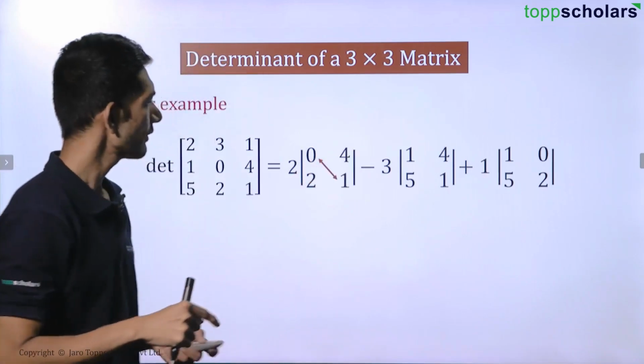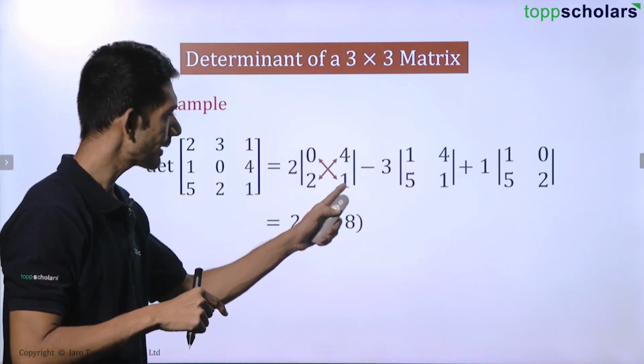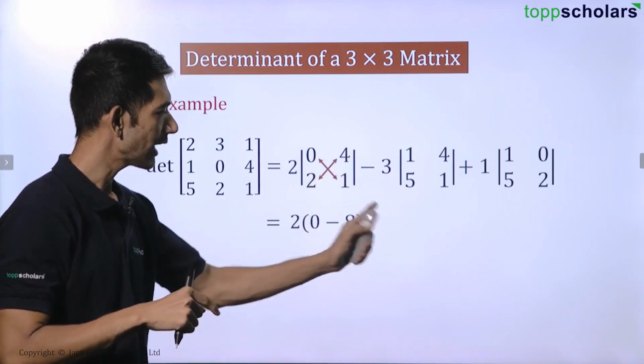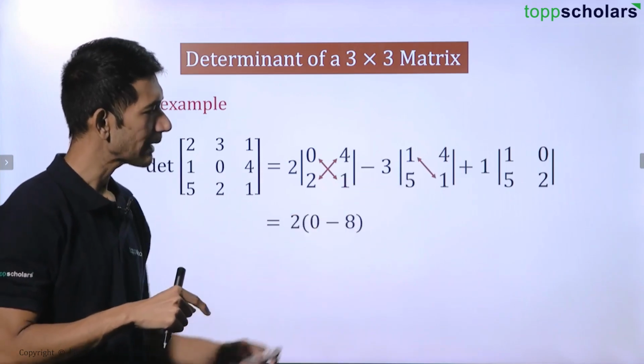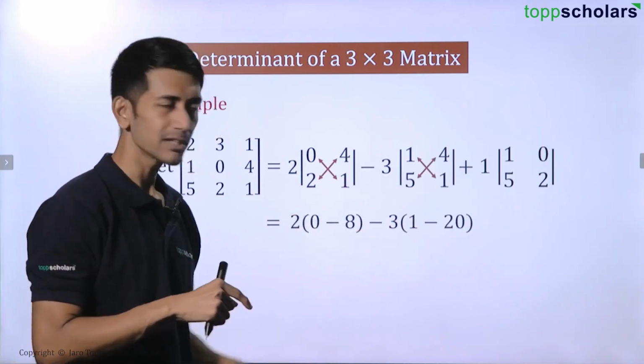So here we'll have 0 multiplied by 1 and then 4 multiplied by 2. 0 multiplied by 1 is 0. 4 2s are 8. In the middle minus sign. Then you'll have minus 3. 1 multiplied by 1 is 1. 4 multiplied by 5 is 20. So minus 3, 1 minus 20.